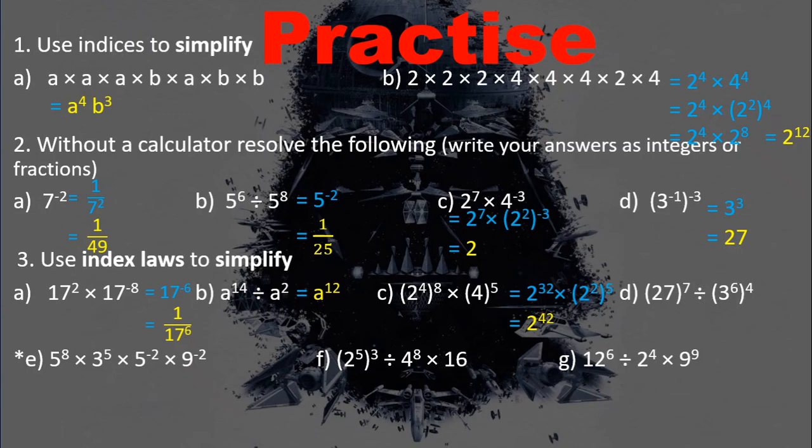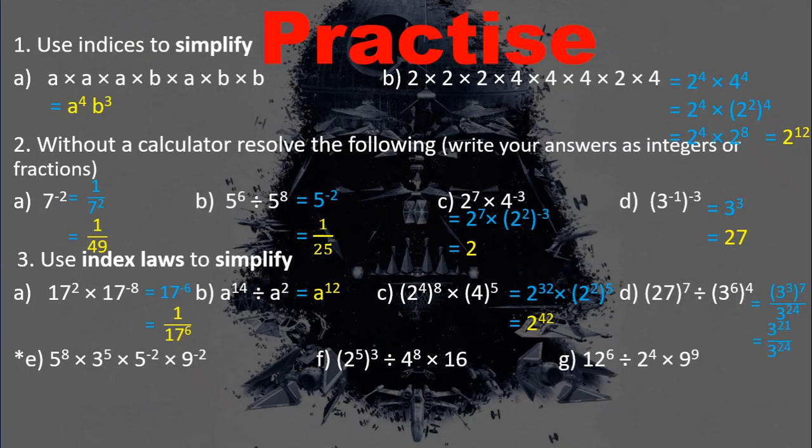Question D, again, they don't have the same base, but you should know 27 is the same thing as, look at question D above. If you didn't do that, hit pause and try it for yourself. That's 3 cubed to the power of 7 divided by 3 to the power of 6 to the power of 4. That's 3 to the power of 21 over 3 to the power of 24.